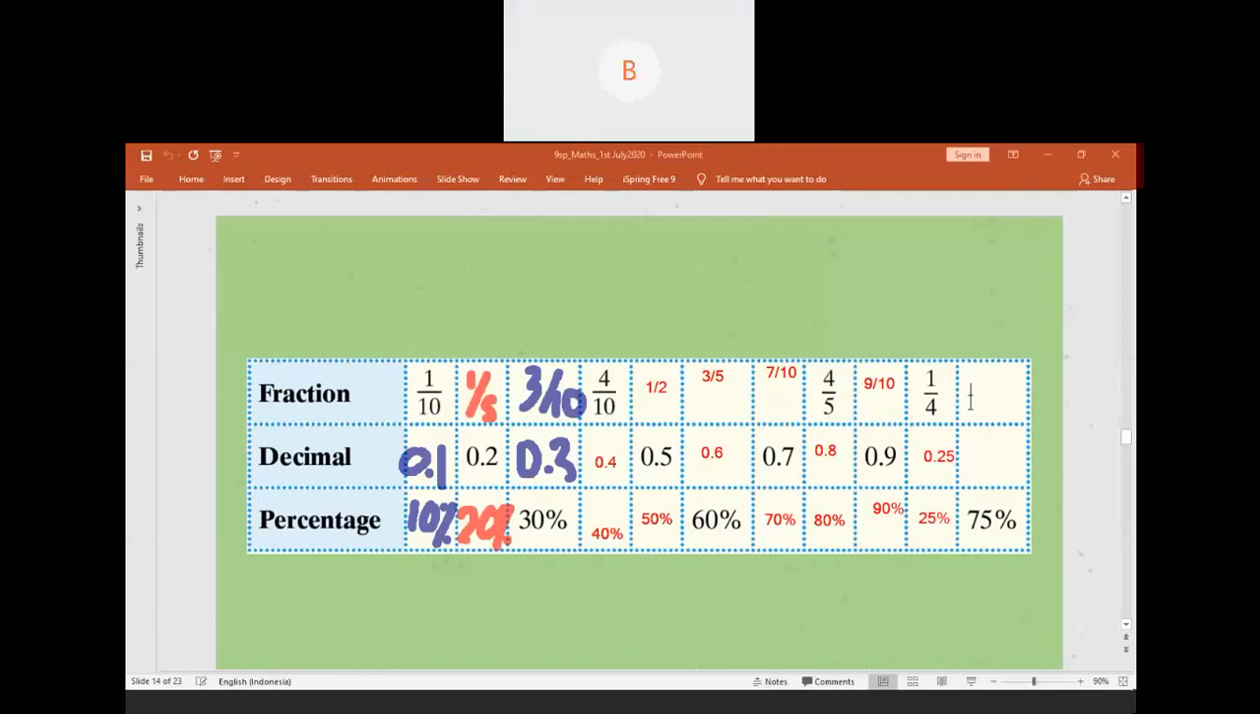3 per 4. Okay, 3 per 4. What about the decimal? 0.75. Okay, is there anyone confused or maybe I'm going too fast? No, teacher. Okay, if you have no difficulties, then let us continue to the other thing.